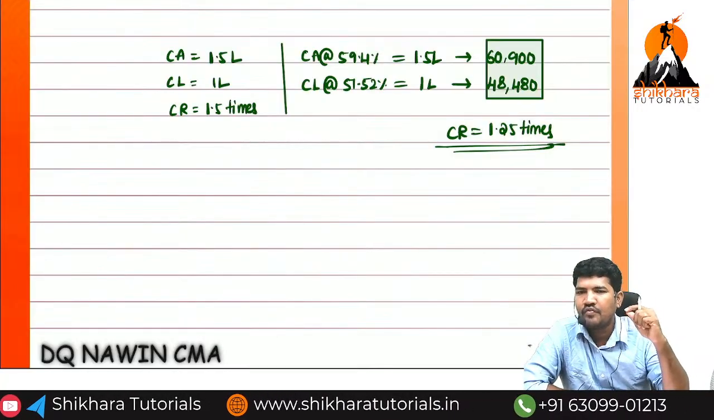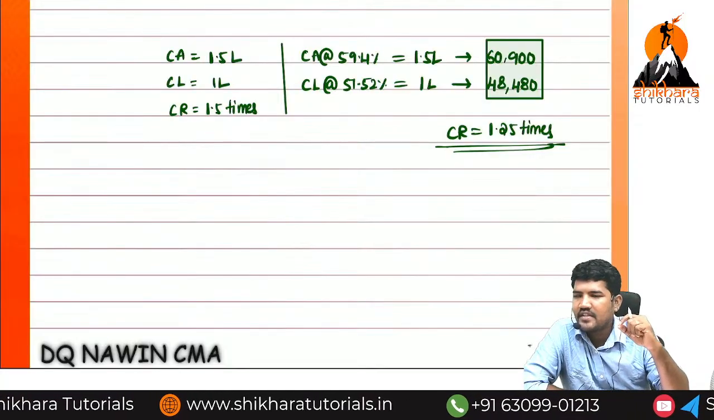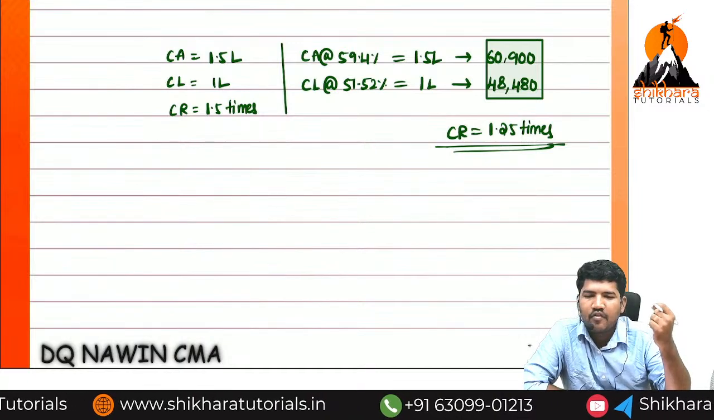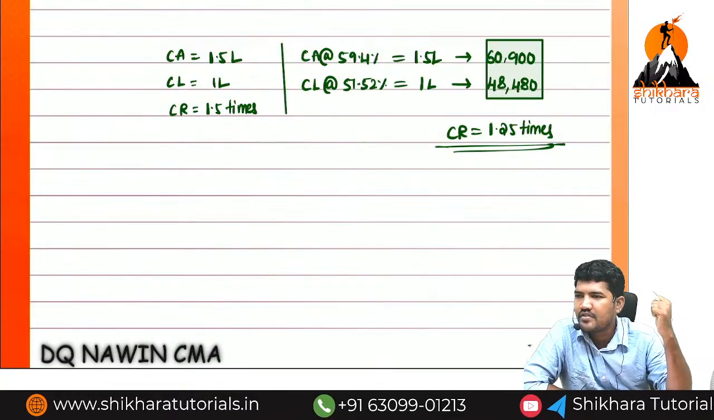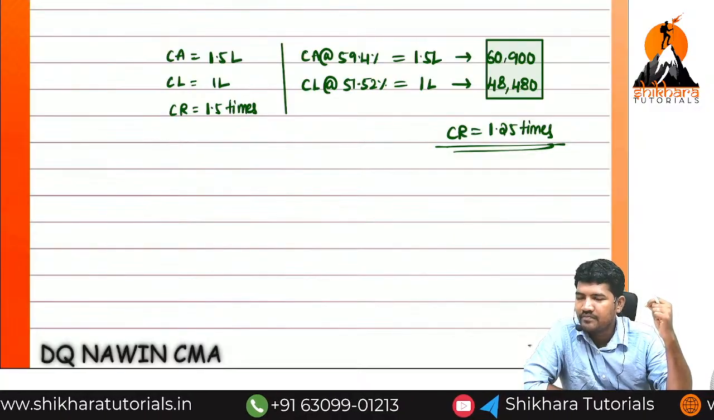A problem means if your current ratio is less than 1. If the current ratio is less than 1, how much do we have? For 1 rupee of current liability, we have 1.25 rupees of current assets. That is the meaning of 1.25 times. Guys, clear? Okay, done.